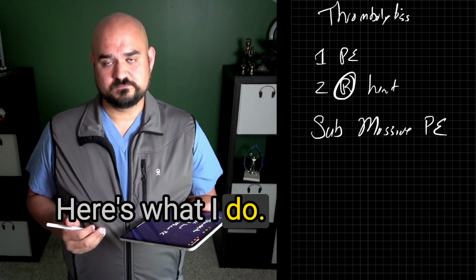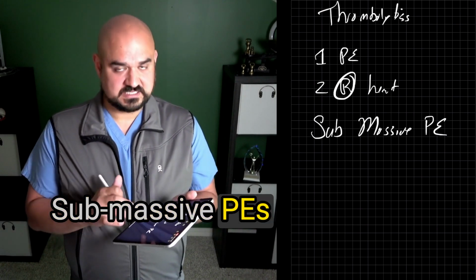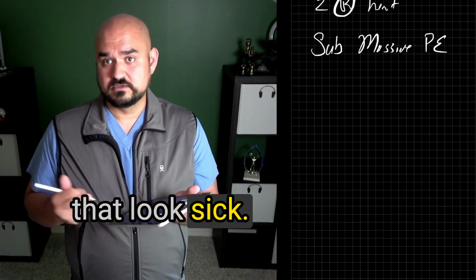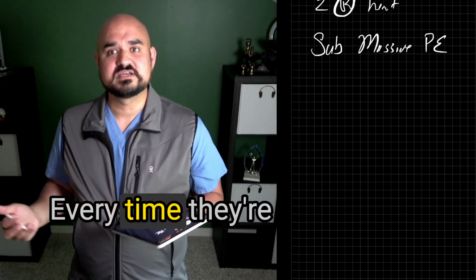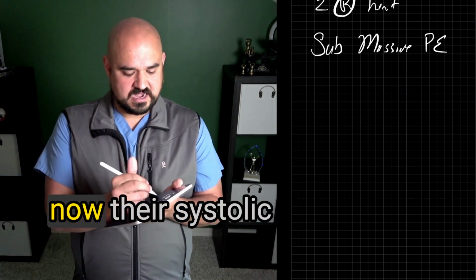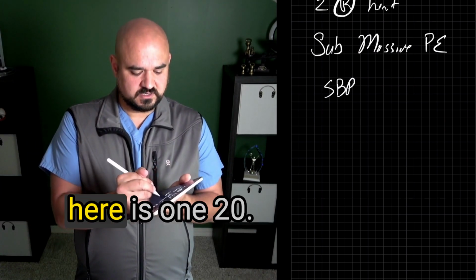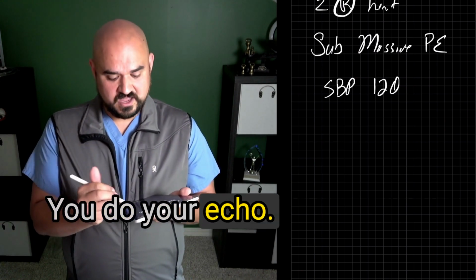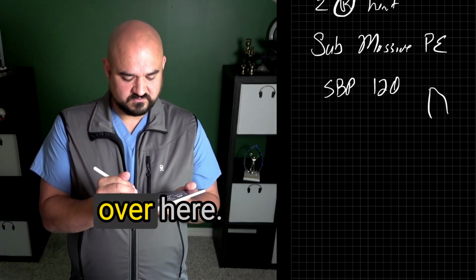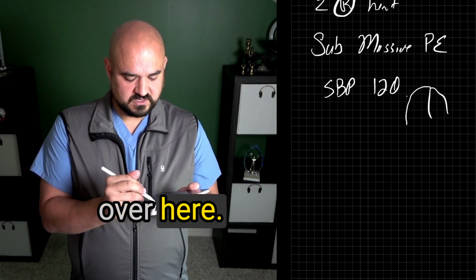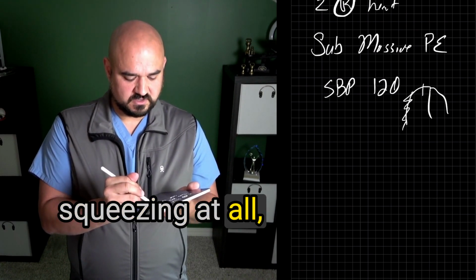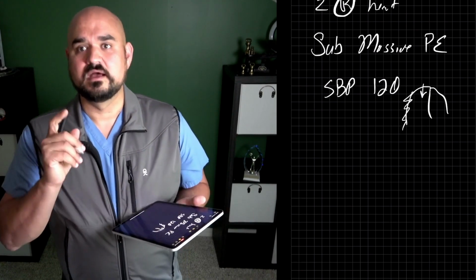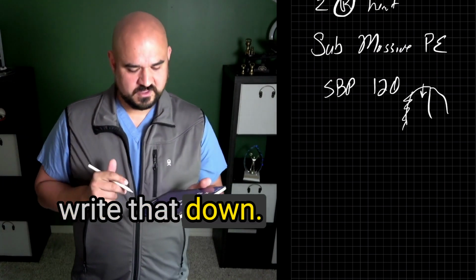Here's what I do. Submassive PEs that look sick. So they've got a history of chronic hypertension. Every time they're in there, their systolic is 180, and now their systolic blood pressure here is 120. You look at them, they just don't look good. You do your echo, you've got your left ventricle over here, your right ventricle's over here. This wall's not squeezing at all, and you see the apex winking. McConnell sign, write that down.